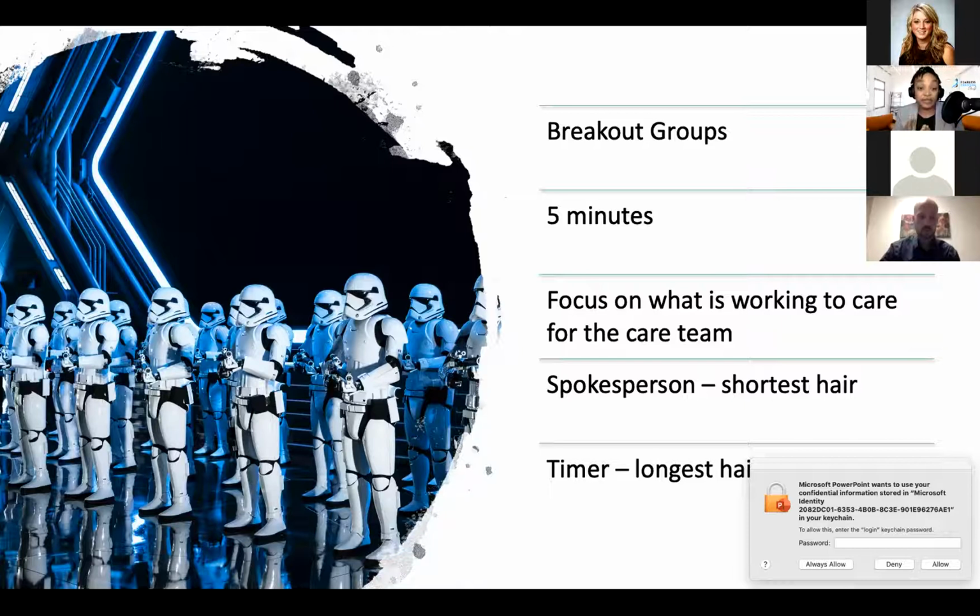It will be 5 minutes in these groups, and the spokesperson, yes, there is going to be a participatory component. The spokesperson will be the person with the shortest hair, and the person who's going to be keeping time is going to be the person with the longest hair. So if you can go into our groups, okay, there we go. So go ahead and join your groups.